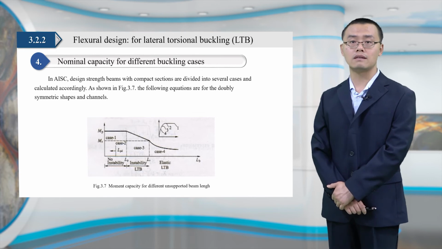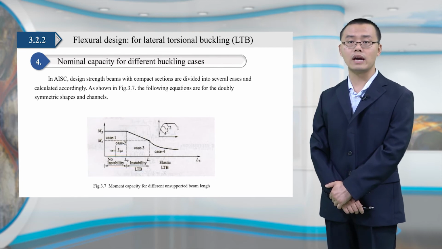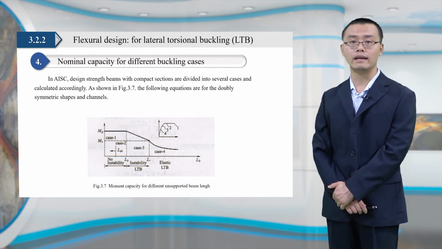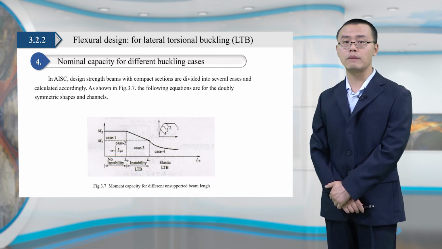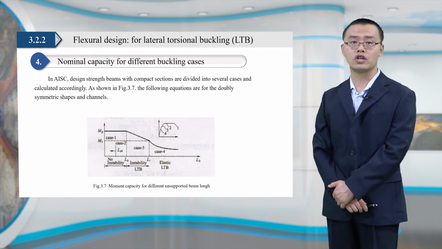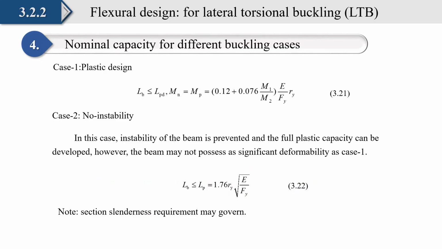The nominal capacity for different buckling cases in AISC design strength of beams with compact sections is divided into several cases and calculated accordingly. As shown in Figure 3.7, the following equations are for doubly symmetric shapes and channels. Case number 1, plastic design. You can see each parameter should be satisfied as the following 3.21.